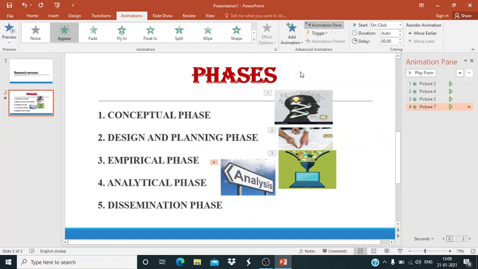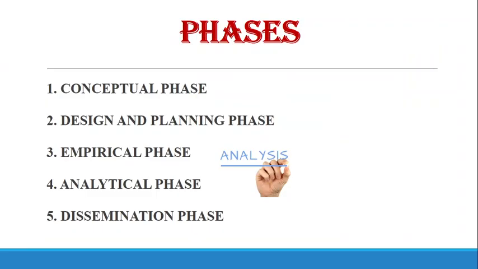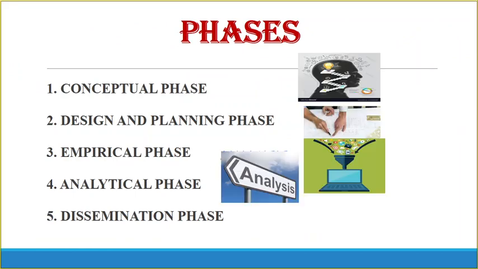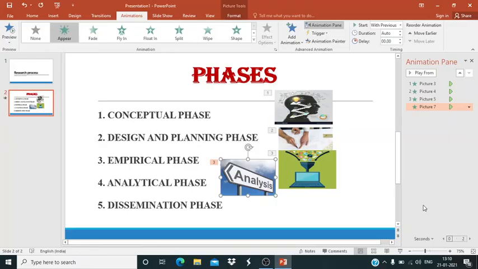If you want to reorder it, you can. For example, if I select this particular animation and give with previous, let us see what happens. Here first, second, third. See, when the third picture came, at the same time the following picture, the analysis picture, also came. So you can decide how you want your animations to come when you're doing a PowerPoint presentation.